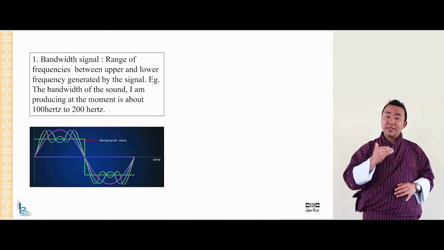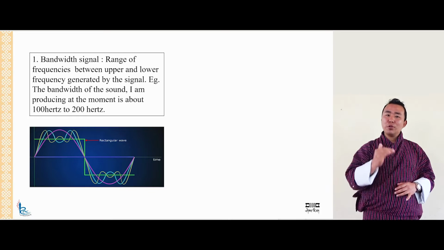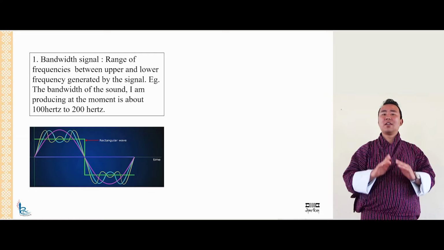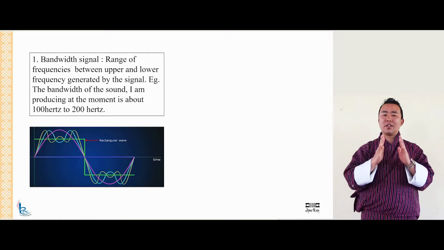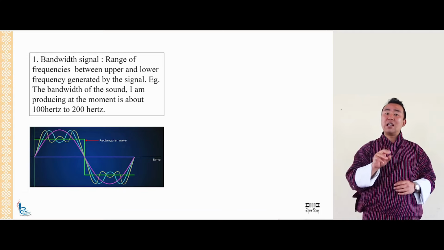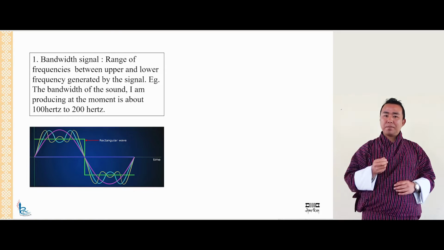Likewise, radio valley signals will have its own bandwidth. Kuzo FM will have its own bandwidth. Bandwidth is nothing but a range of frequencies that a signal possesses. Likewise, BBS television will also have bandwidth. It's called bandwidth of a signal.